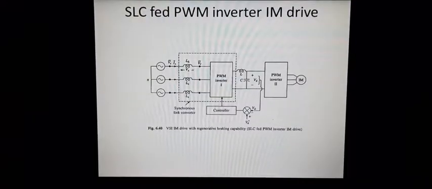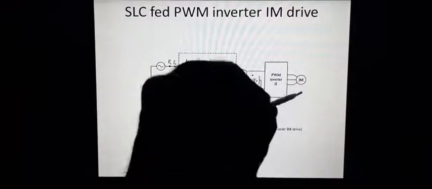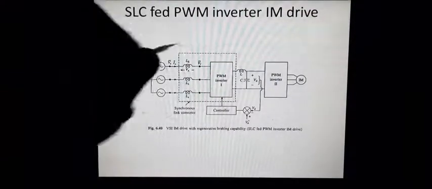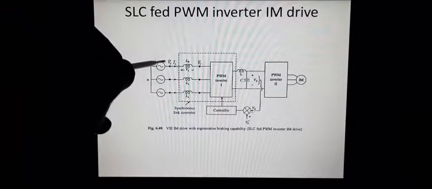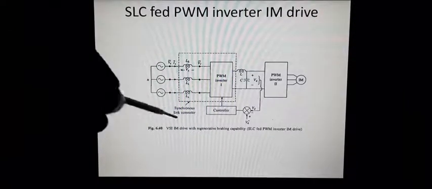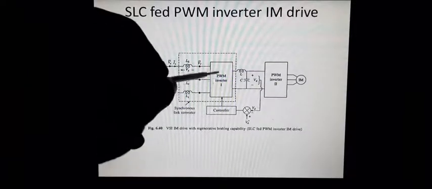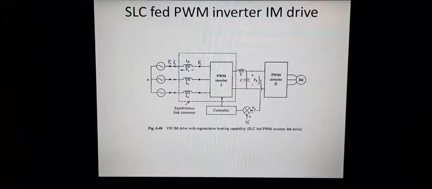This is the circuit arrangement of the synchronous link converter. Already this is a PWM inverter fed induction motor drive. So this is the synchronous link converter. This is the AC source, and the supply voltage is mentioned as Vs, and the supply current is mentioned as Is. The synchronous link converter mainly consists of a PWM inverter and 3 inductors which are mentioned here as Ls.